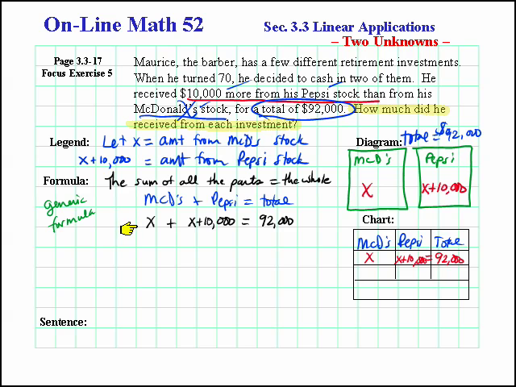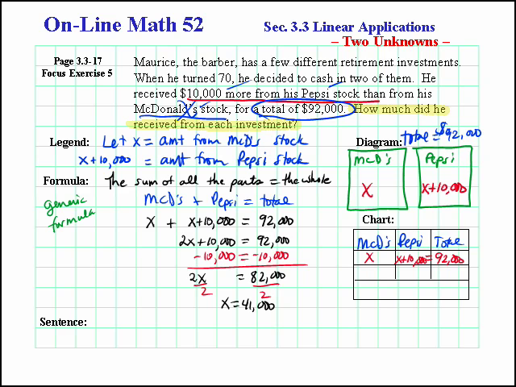So we go about our business with what we learned in Chapter 2 about combining like terms, and then we'll isolate the variable. Right away we get 2x plus 10,000 equals 92,000. We isolate the variable first by subtracting 10,000 from each side, or if you want to think of it as adding a negative 10,000, that's good. We have here 2x equals 82,000. And we can divide each side by 2. In doing so, x is 41,000.